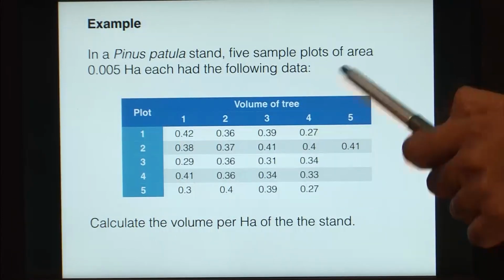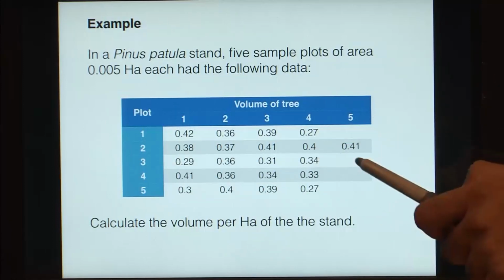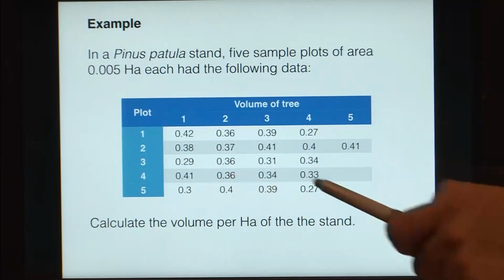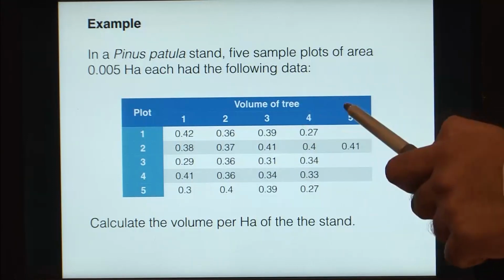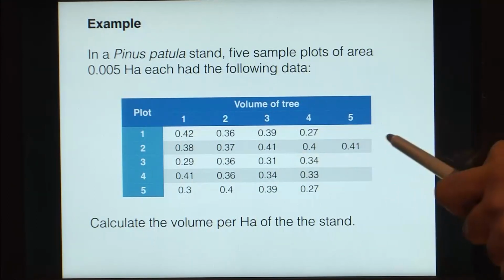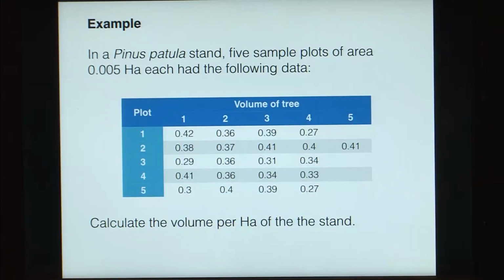Each sample plot has a different number of trees. The first plot has only 4 trees, the second plot has 5 trees and the other 3 plots have 4 trees each. The volume of all these individual trees has been computed and we are required to calculate the volume per hectare of the stand.